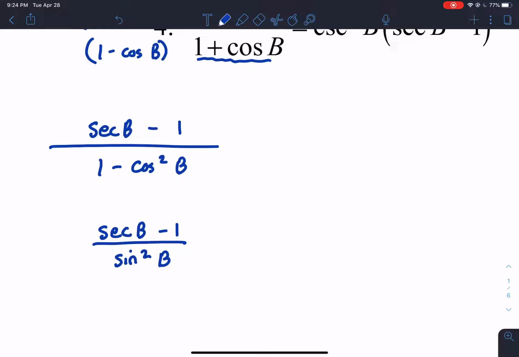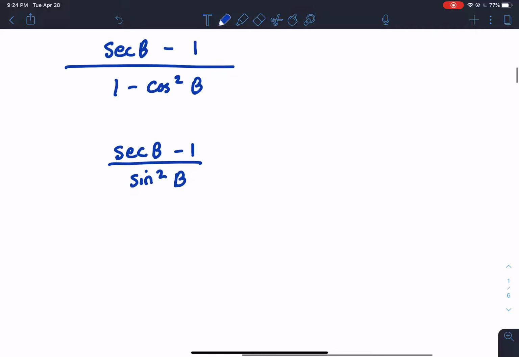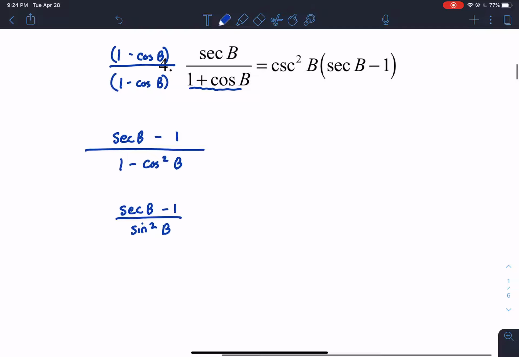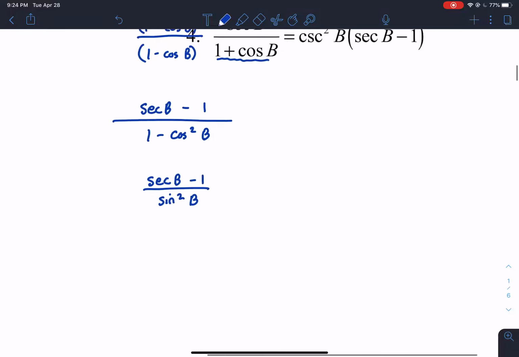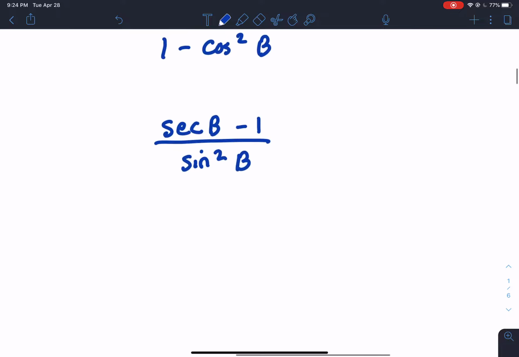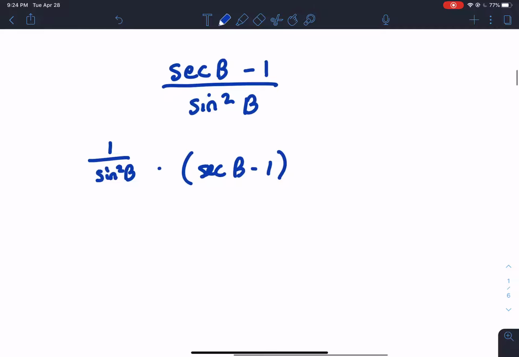Now, very similar to the last one, we have the secant minus 1. We need that, so I'm going to leave that alone. But if I bring this sine squared and put it out front, I have to make it 1 over sine squared. Now when I do that, that becomes cosecant squared. And that's what you need.